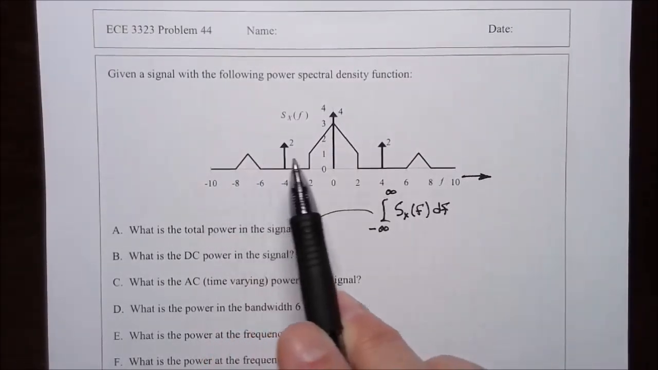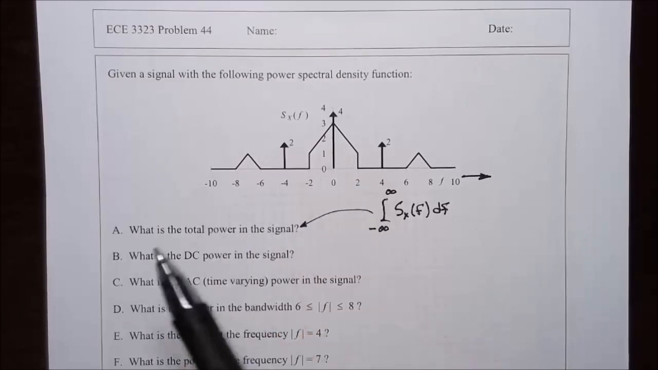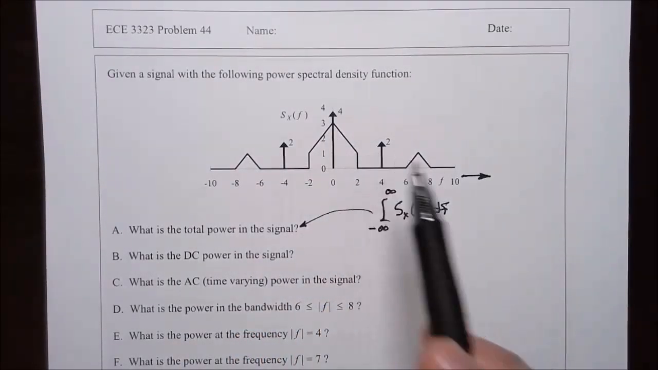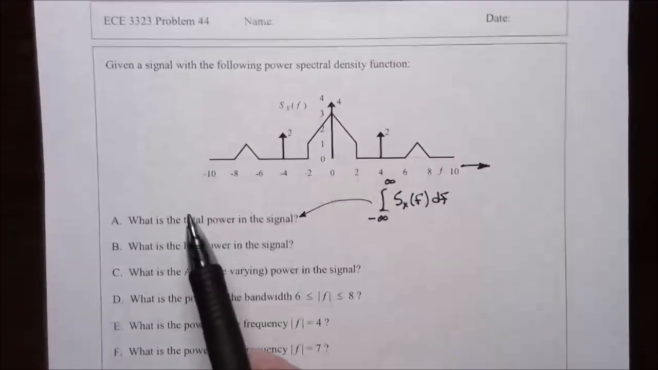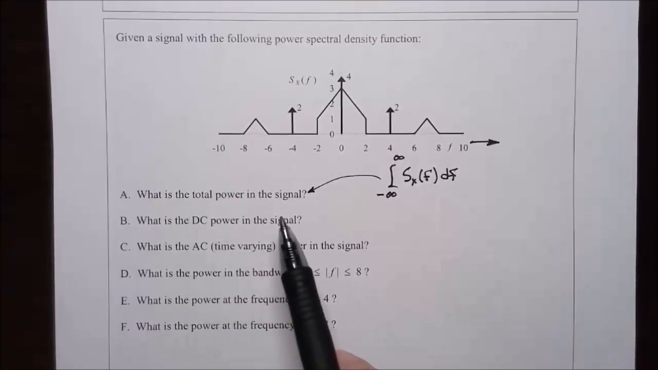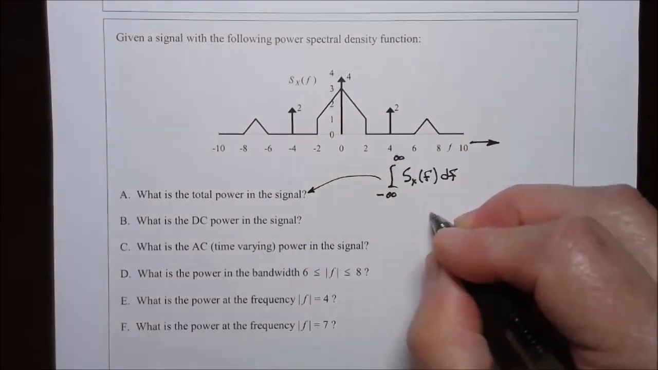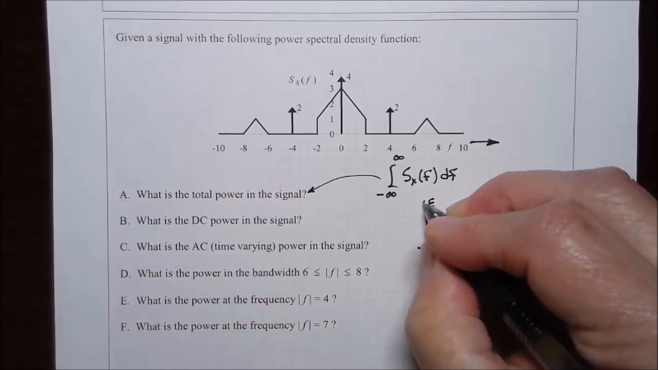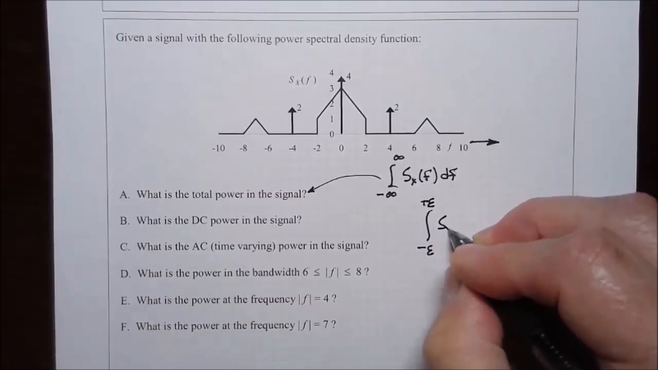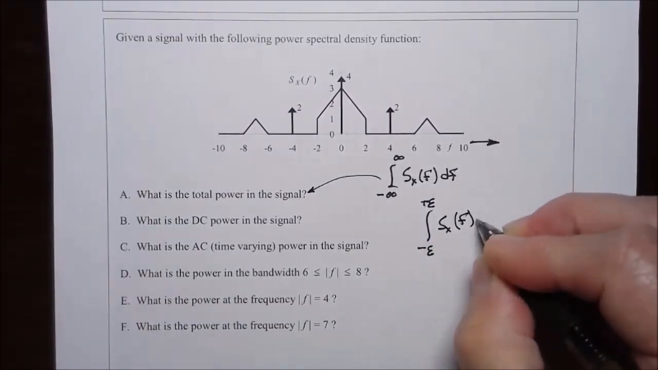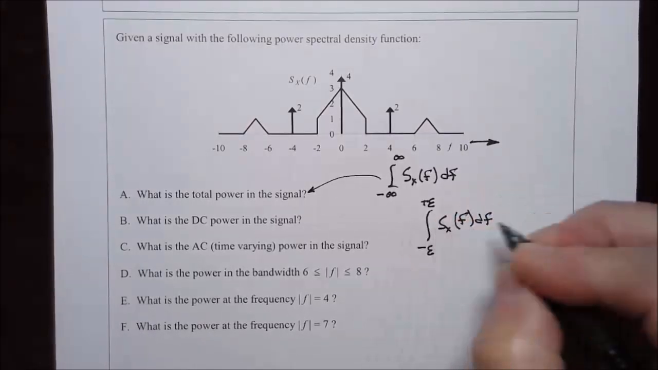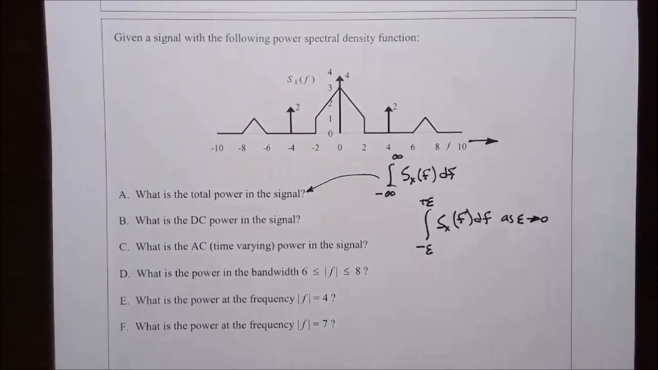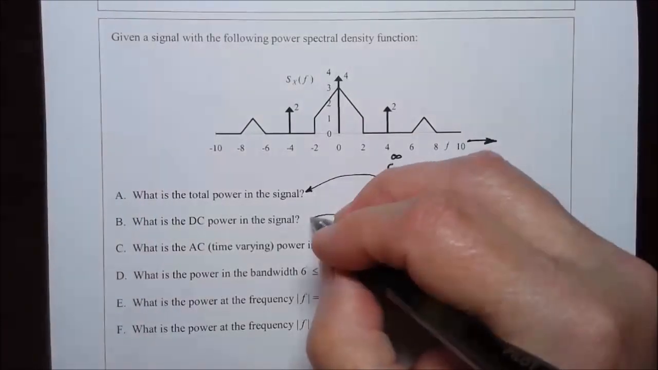I don't think it's necessary to set up integrations and work out the integrals, because you can find the area underneath these geometric shapes pretty easily. What is the DC power in the signal? Well, the DC power is you integrate the power spectral density from minus epsilon to plus epsilon as epsilon goes toward 0. That's going to give you the DC power.